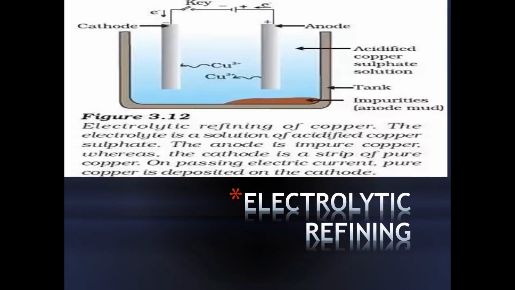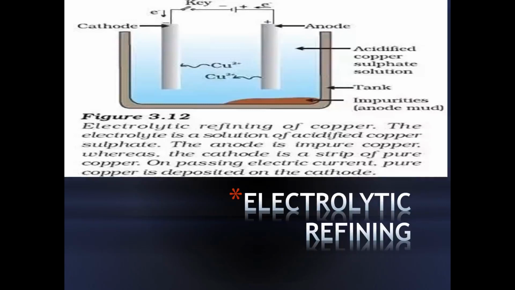When the current is passed through the electrodes, reactions take place. At the anode, copper atoms lose electrons and enter the solution. The positively charged copper cations migrate towards the cathode and get discharged by gaining electrons and deposit on the cathode. Metals such as copper, zinc, silver, etc. can also be refined in this process.